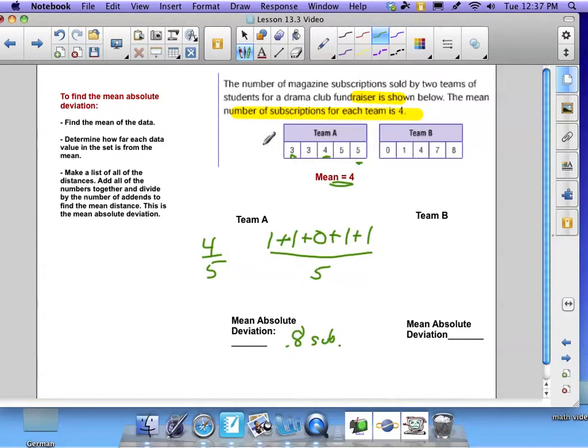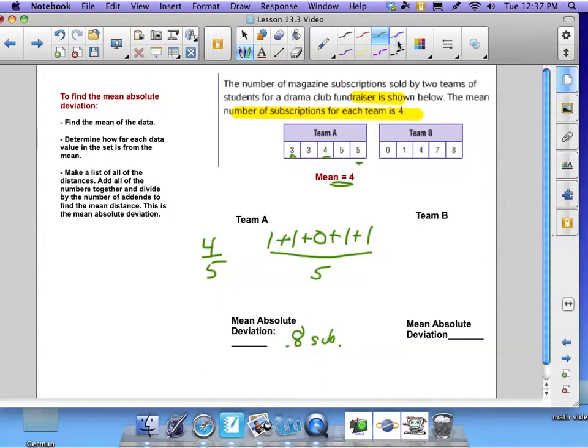Okay, and if you look up at the data, it makes sense that you're going to have a small mean absolute deviation because there's not a lot of variability up here. The mean is 4, 2 people are below it, 2 people are above it. Okay, there's a low mean absolute deviation.